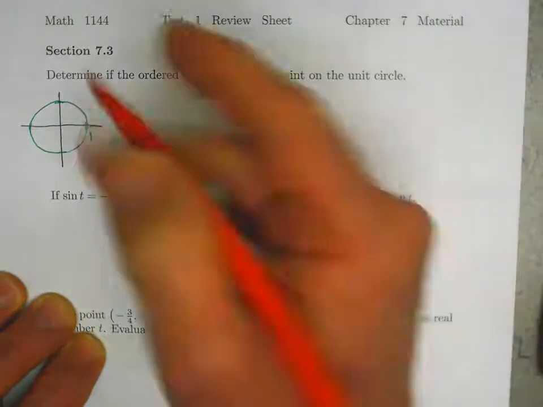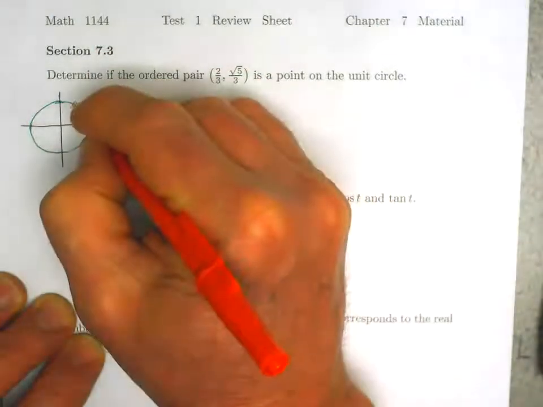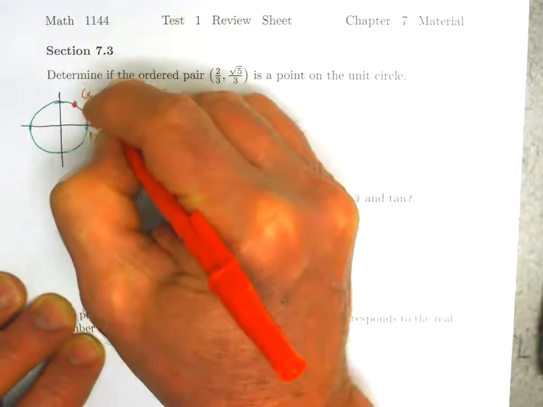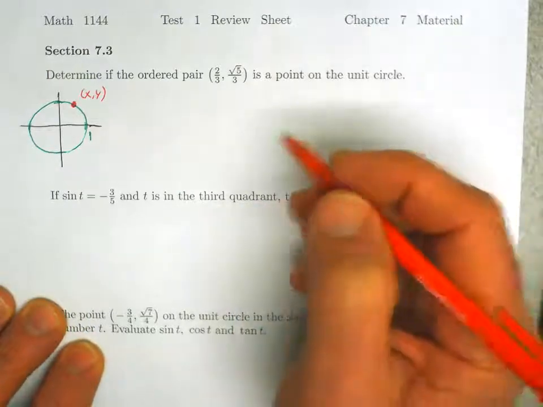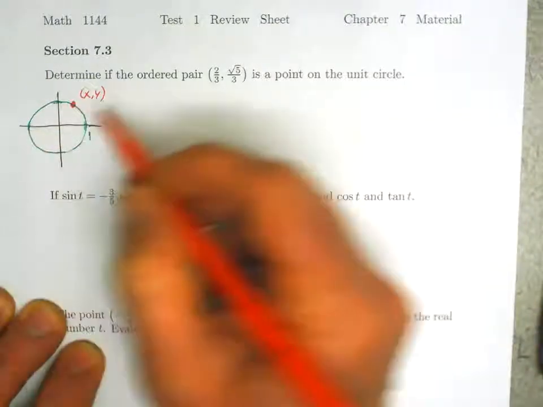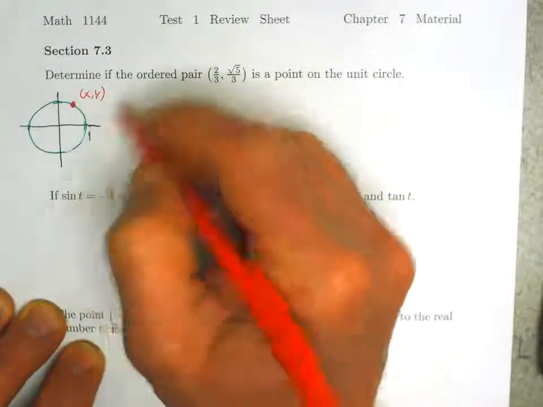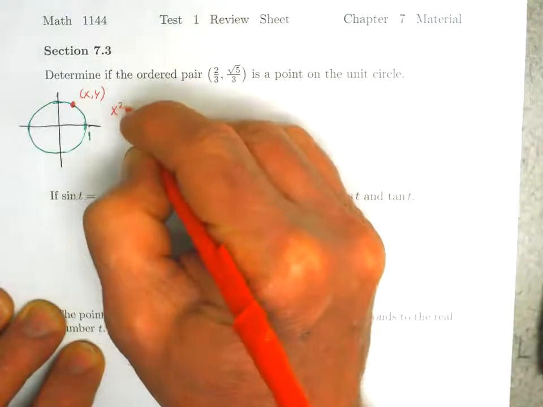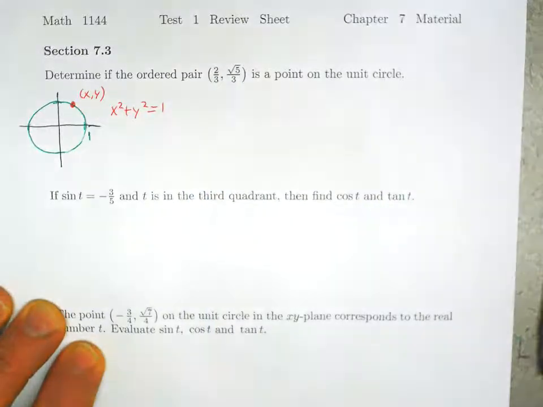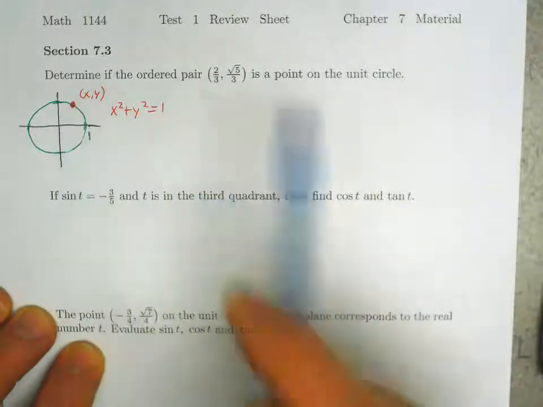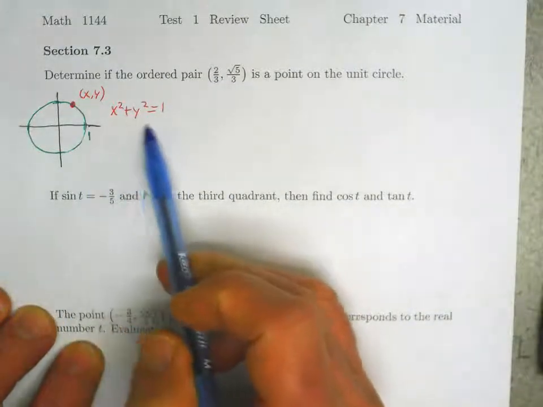So if you pick any point anywhere on the circle, x, y, what has to be true? Well, since this is the unit circle, the equation for that circle is x squared plus y squared equals 1. So if an ordered pair is on the circle, then it has to satisfy this equation.